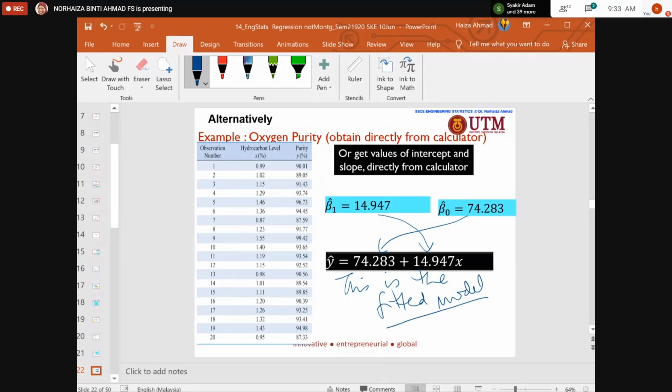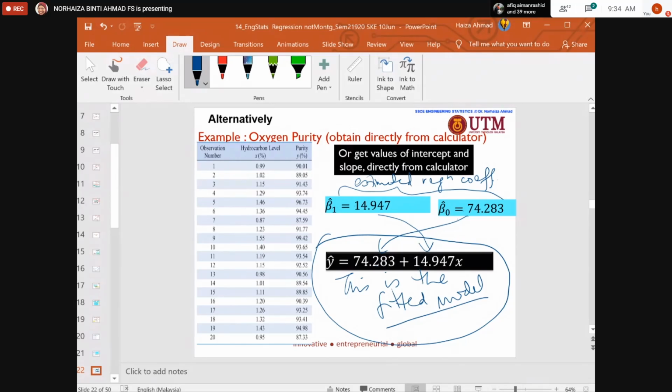So please note, a fitted model is not beta naught, the value here. This is not a fitted model. The fitted model is this one. This is the regression coefficient, the estimated regression coefficient. But the fitted model is when you put the estimated regression coefficients inside your model.